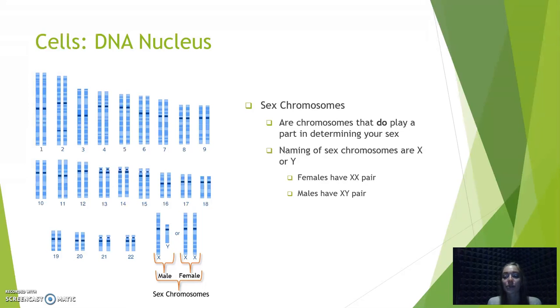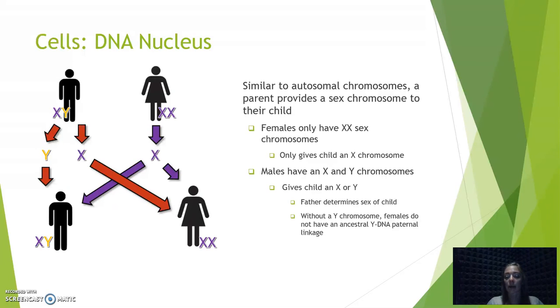Sex chromosomes. These are the ones that determine if you are a boy or a girl. If you are a girl, you have an XX pair, and if you're a male, you have an XY pair. And I should mention that the sex chromosome is the 23rd pair of chromosomes. Very similar to autosomal chromosomes, a parent provides a sex chromosome to their child. Females only have the 2 X's, therefore they can only provide an X to their offspring. Males, however, can provide an X or a Y chromosome. Therefore, the father determines the sex of the child.